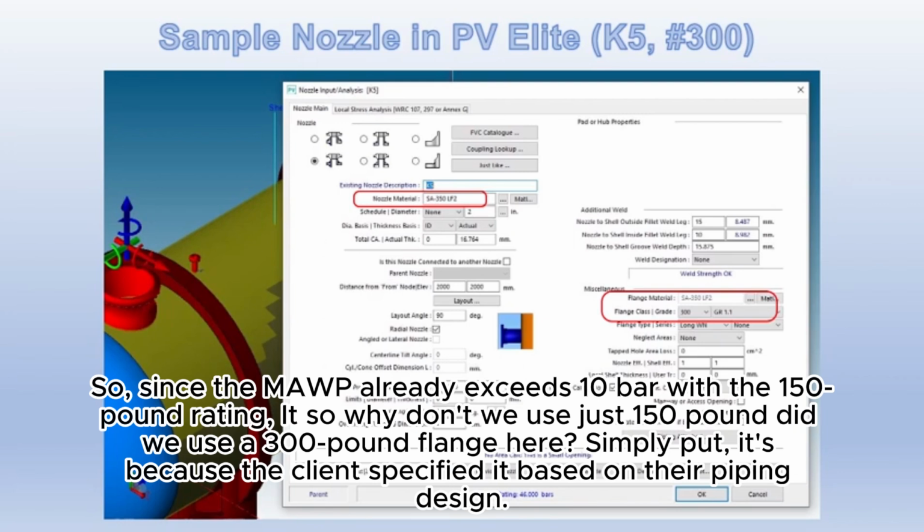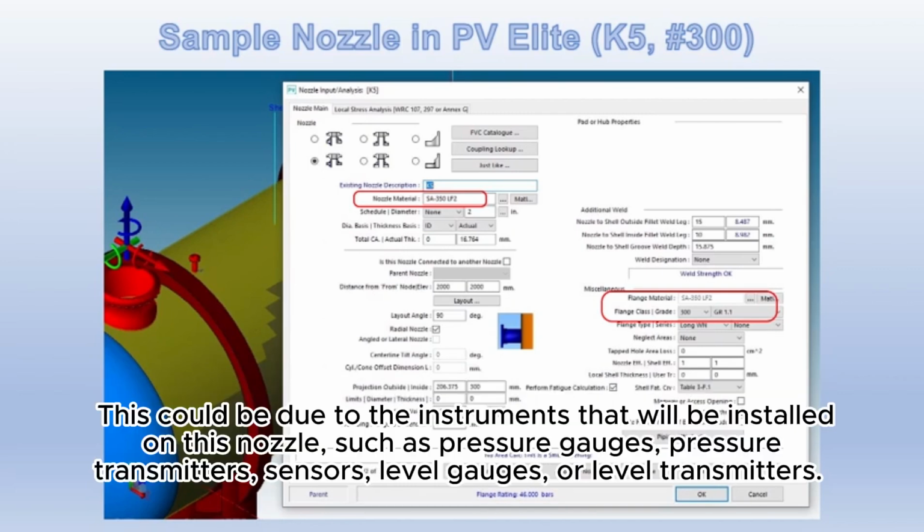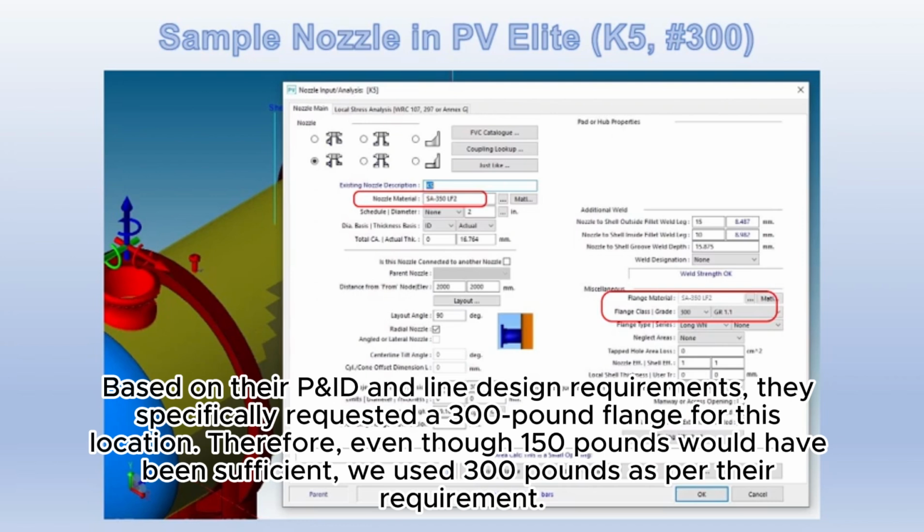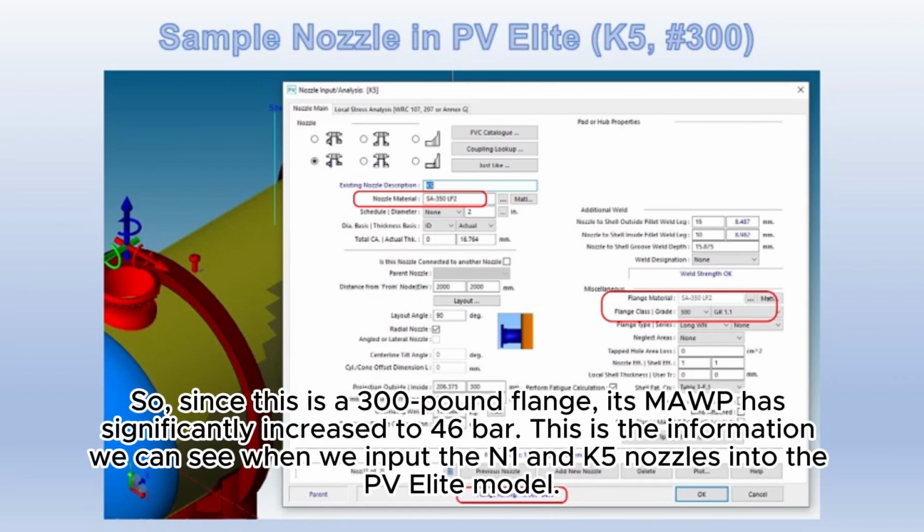Did we use a 300-pound flange here? Simply put, it's because the client specified it based on their piping design. This could be due to the instruments that will be installed on this nozzle, such as pressure gauges, pressure transmitters, sensors, level gauges, or level transmitters. Based on their P&ID and line design requirements, they specifically requested a 300-pound flange for this location. Therefore, even though 150 pounds would have been sufficient, we used 300 pounds as per their requirement. So since this is a 300-pound flange, its MAWP has significantly increased to 46 bars.